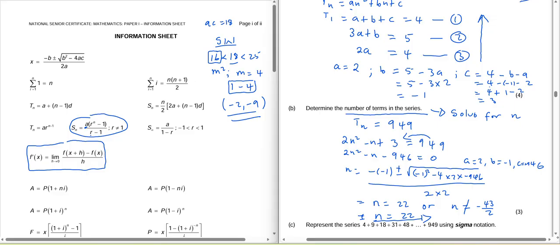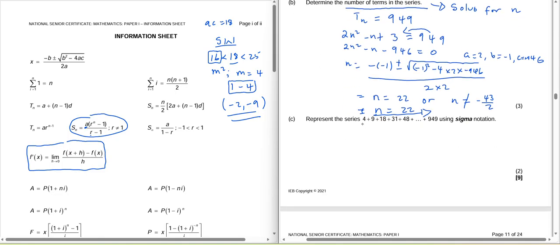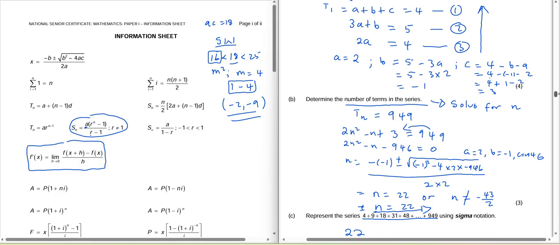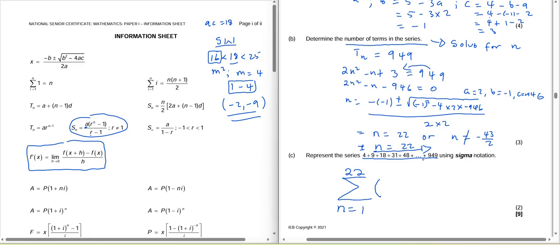That's what it means. And then the next one is to represent this in sigma notation. So the sigma notation starts from n equals the first term until the last term of the series, which is term number 22, and we define the Tn. The Tn was 2n squared minus n plus 3. So that is how you would express it in sigma notation.